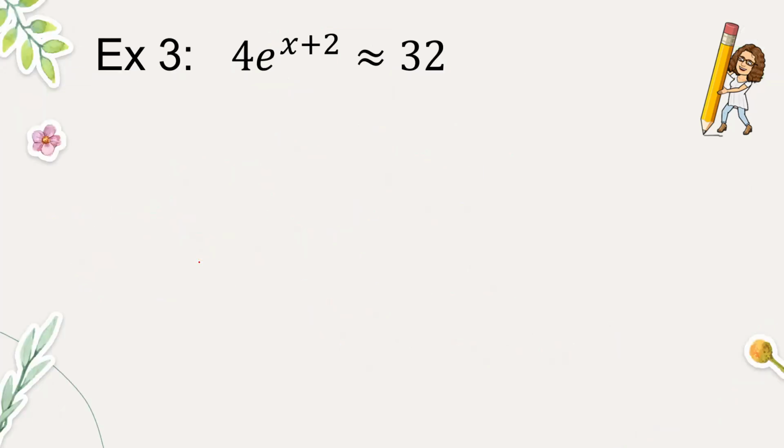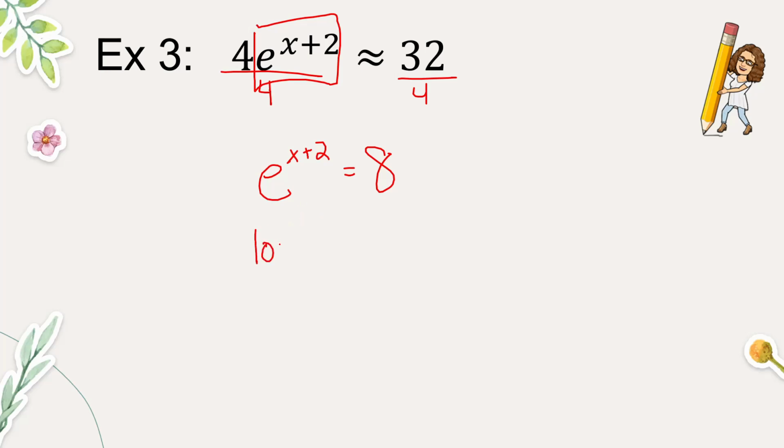Let's try with a base of e this time. So again, the base guy has to be alone. So this e to the x plus 2 needs to be alone. I'm going to divide by 4. I'm going to get e to the x plus 2 equals 8. Now I've got to go to logarithmic form. So I'm going to get log with a base of e of 8 equals x plus 2.